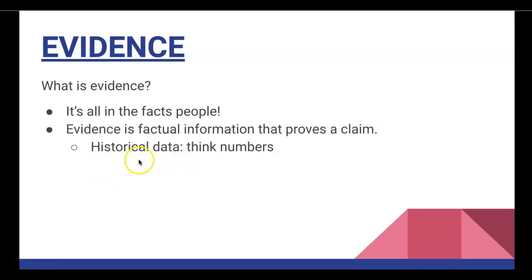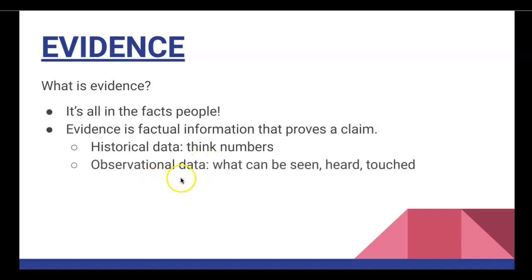One example is historical data. I want you to think numbers. So in history, in social studies, we want to think about dates, numbers, times. How about details in a painting or a photograph? Maybe there's a certain detail that appears in many different photographs or many different times in one photograph. Those can all be considered historical data.